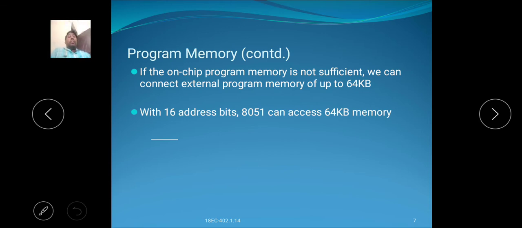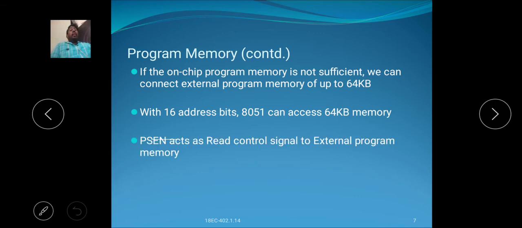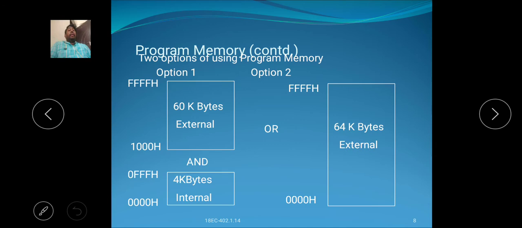With 16 address bits, 8051 can access 64 kilobytes of memory. And program store enable acts as the read control signal to the external program memory. The program memory has two options of use.